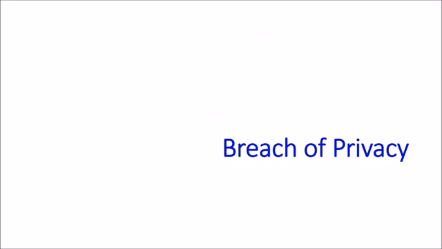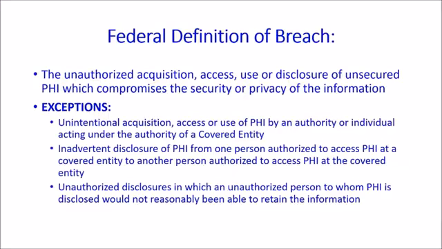Let's now discuss how unauthorized access or inappropriate sharing of PHI may lead to a breach of privacy as defined under the HIPAA rules. The 2013 final omnibus rule on HIPAA and high-tech gave us the first federal definition of privacy breach. That definition is simply the unauthorized acquisition, access, use, or disclosure of unsecured PHI, which compromises the security or privacy of the information. There are 3 exceptions to this definition. One such example is the unintentional acquisition of PHI.